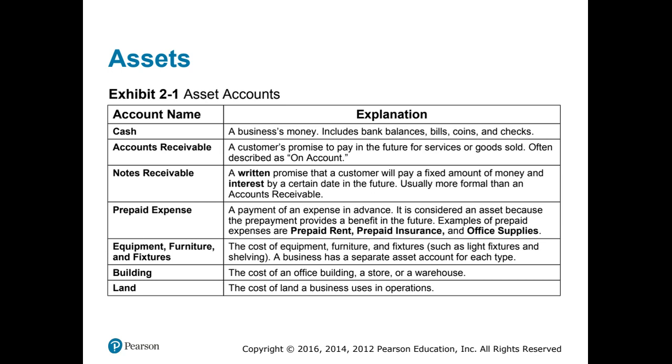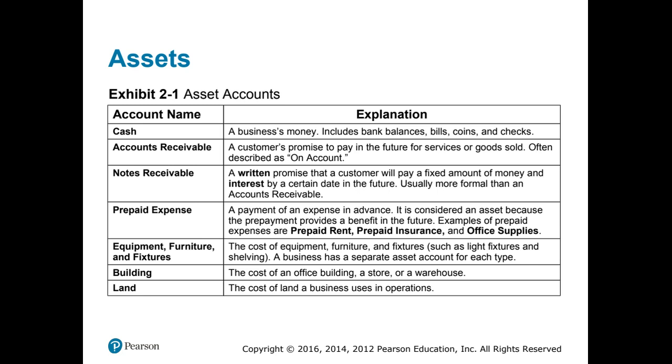But what about prepaid expense? So prepaid expense is a payment of an expense in advance. So it's where we pay for something that we know we're going to have to pay for, but instead of waiting until the due date, we pay it early. So a good example of this would be like rent. So rent is due on the 1st, but we paid it on the 30th of the prior month. This is considered to be an asset because the prepayment provides a benefit in the future. So since we paid it on the 30th, we don't have to pay it on the 1st. So it's considered an asset while it is prepaid.